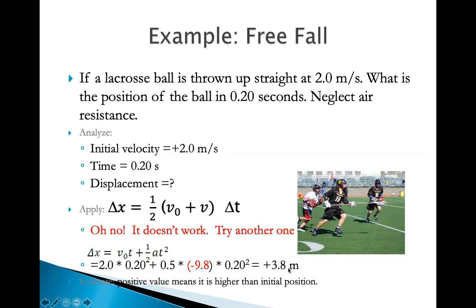So we calculate this is the total displacement, 3.8 meters. That means 0.2 seconds later, the ball is 3.8 meters above where the motion started. So this is an example of a lacrosse ball, and here we are learning a few things. So first, how to reframe the position. Instead of knowing the position, we can find out the displacement. And secondly, if we find one equation that doesn't work, try a different one.